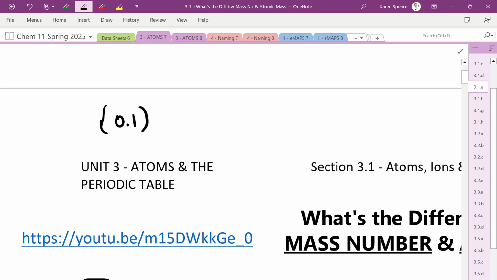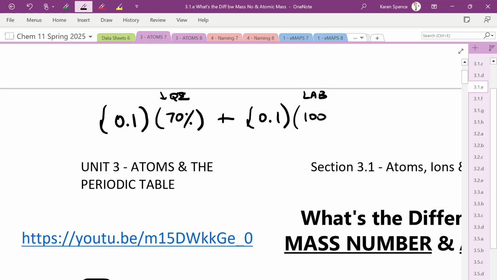And let's say on my quizzes, I got, this is quiz. Let's say I got 70%. Quizzes are worth 10%. Labs are worth 10%. So once again, 10% is 0.1. And this is labs. And let's say I got 100% on the labs because I'm amazing. And then we're just going to have tests.